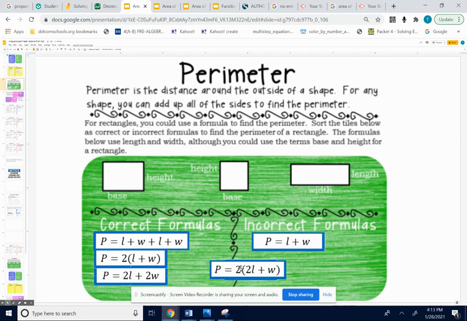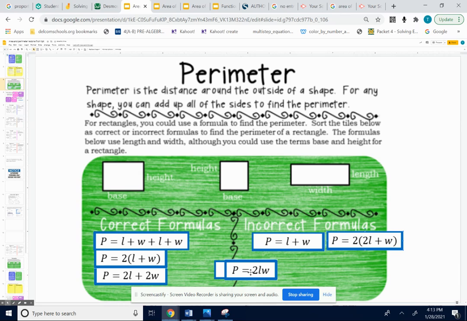2 times the length plus the width. Think about the distributive property. You guys have done that. I could have done that with one of the other formulas. That would be saying 2 times 2 lengths, that'd be 4 lengths added to 2 widths. Well, that's going to be too big. There's not 4 lengths in a rectangle, so that's an incorrect formula.